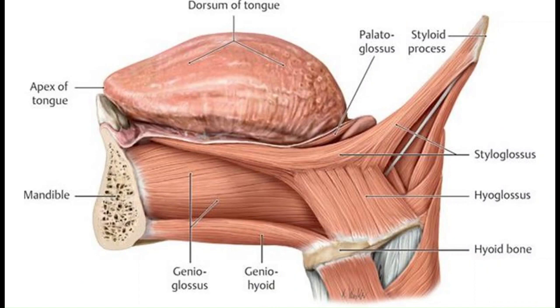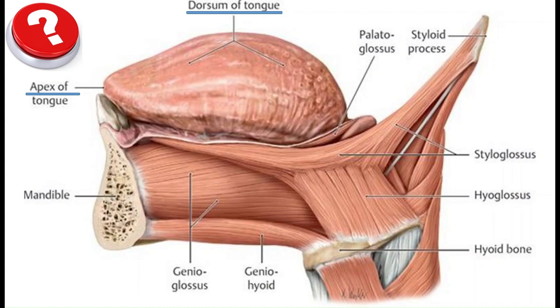This is a diagram of the extrinsic muscles of the tongue, and it raises many questions. Which is which? For example, this is the apex of the tongue, and this is the mandible, so this is anterior, and we have a muscle called palatoglossus. This muscle is coming from the soft palate to be inserted into the posterior part of the tongue.